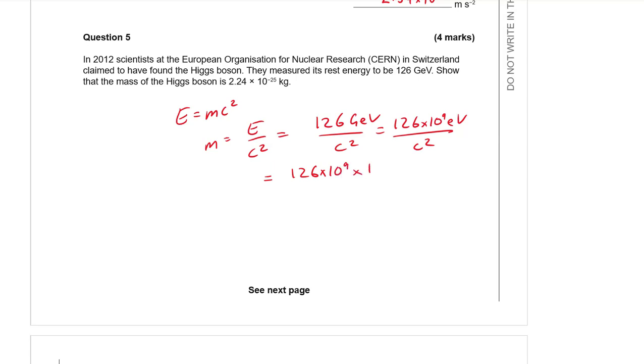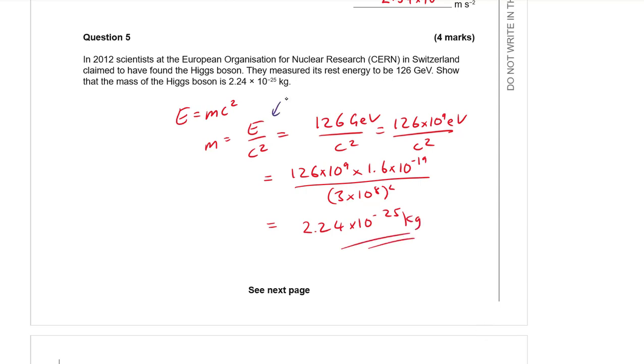So we're going to multiply that by 1.6 times 10 to the negative 19. And we're going to divide that by 3 times 10 to the 8 squared. And if you put that in your calculator, you should get 2.24 times 10 to the negative 25 kilograms. So the mark allocation would be, you'd probably get 1 for that rearranging. You'd probably get 1 for this conversion here, and then the rest of it will be down here at how you obtain your answer. There we go.